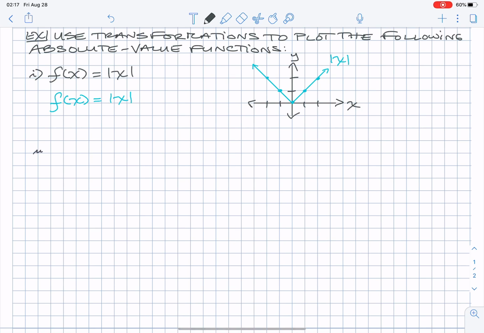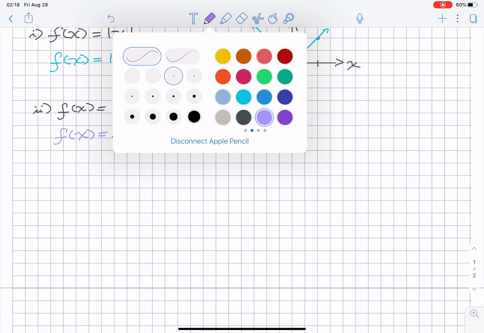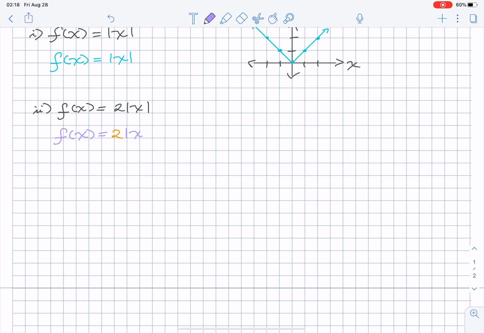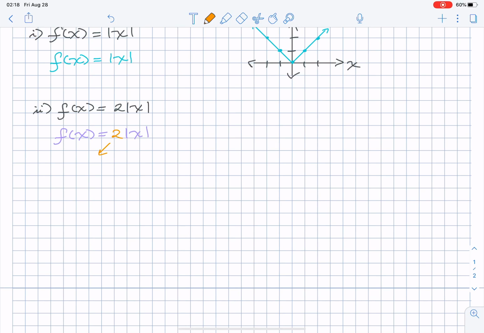So number 2, let's plot the graph of f of x being equal to 2 times the absolute value of x. Let's do this in purple. So now f of x is 2 times the absolute value of x. So that means it's twice as tall, right? So 2 times as tall.